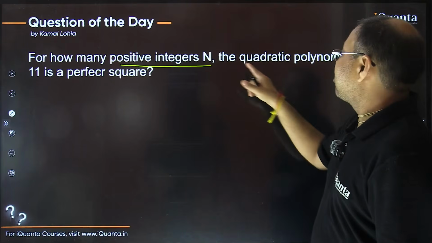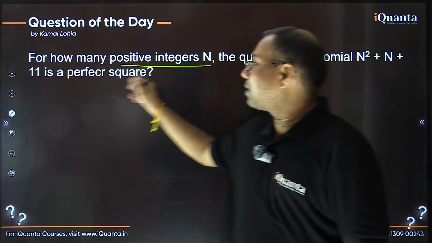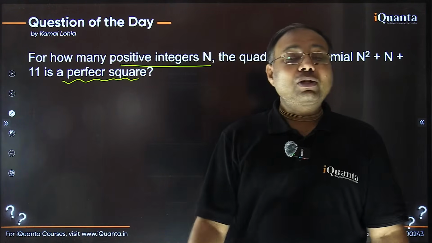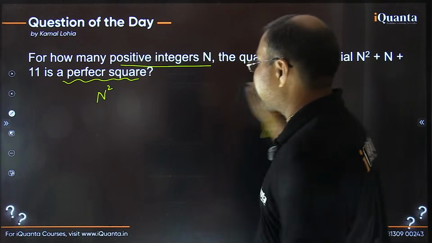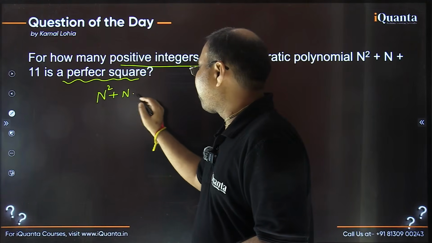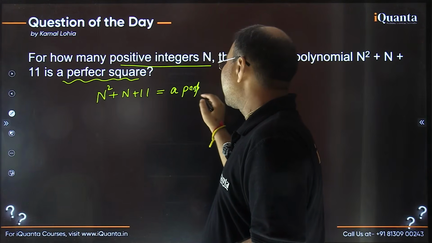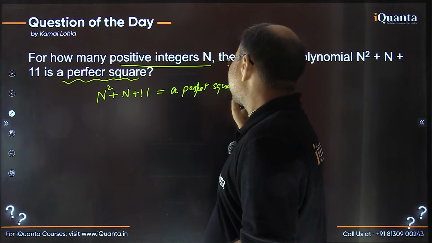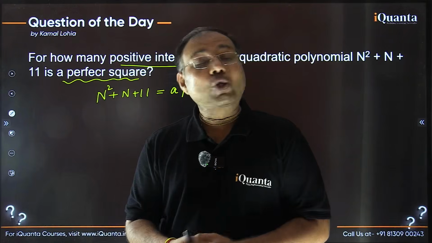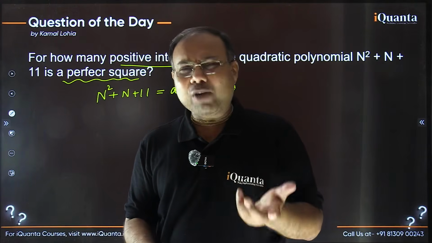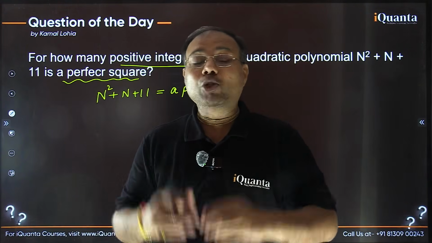The condition is that the quadratic polynomial n square plus n plus 11 is a perfect square. Let me write it: n square plus n plus 11. This should be a perfect square. Now, what is the meaning of perfect square? It is a square number. Does it have to be the square of an integer? Could it be the square of a decimal? No, that is not called a square. So when we talk about a perfect square, it means the square of an integer.